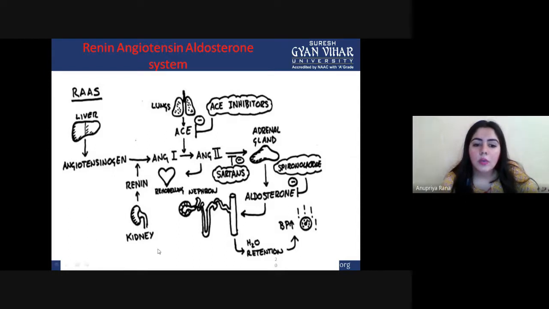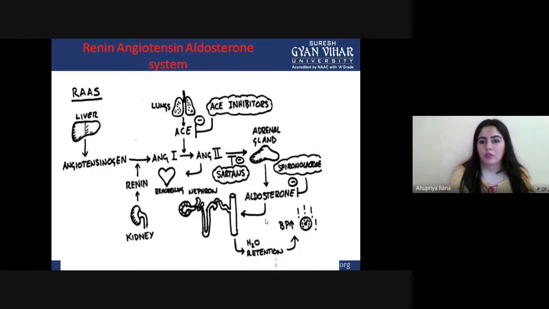So you can see the whole picture: the kidney is producing renin, the liver is producing angiotensin, and the whole process performs the aldosterone action. Here, renin from the kidney, angiotensin from the liver, ACE from the lungs, adrenal glands, even BP and hydrogen from aldosterone. All these processes come together to make the complex of the renin, angiotensin, and aldosterone system. They are collectively working here for their process.